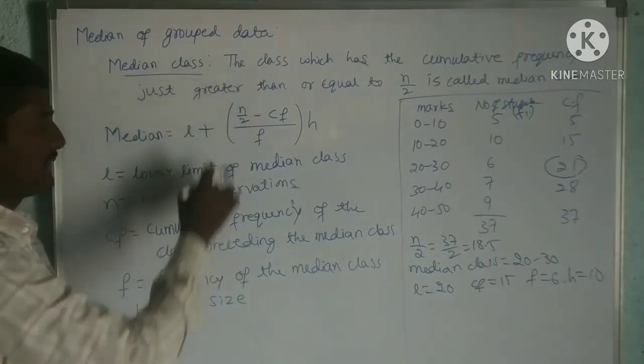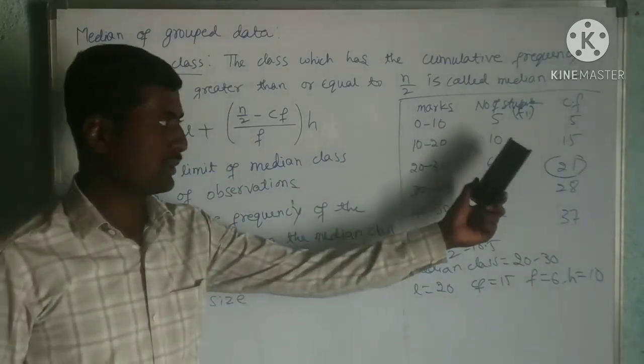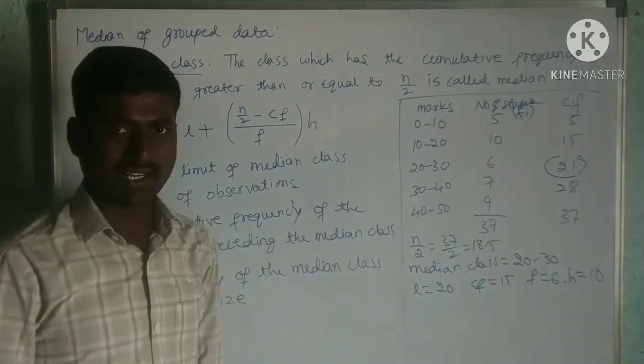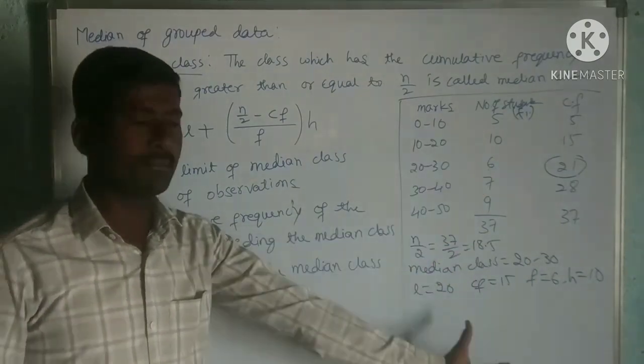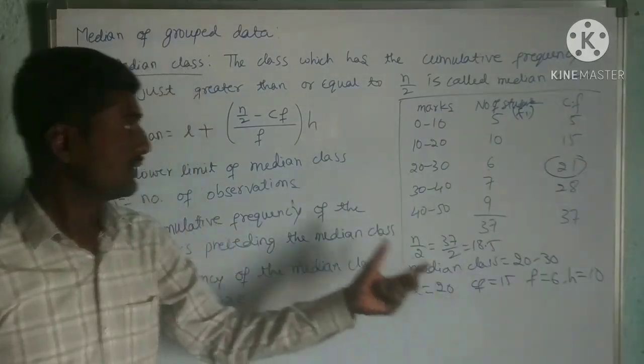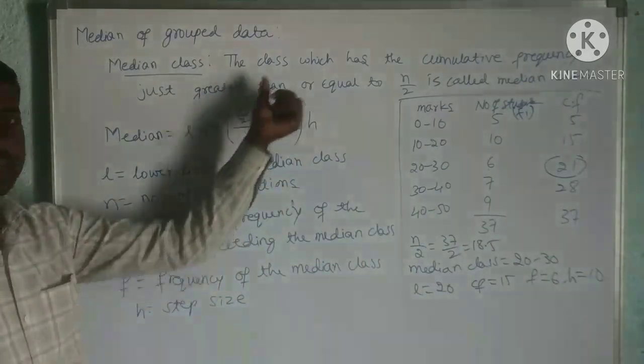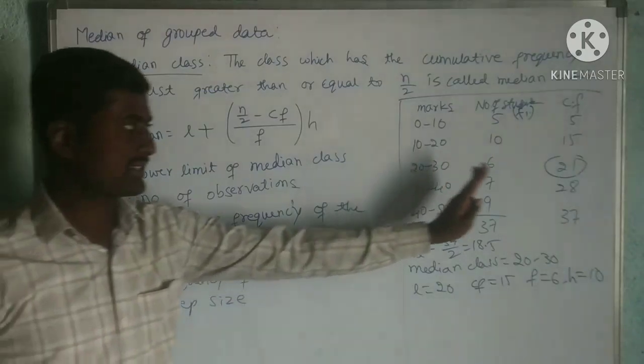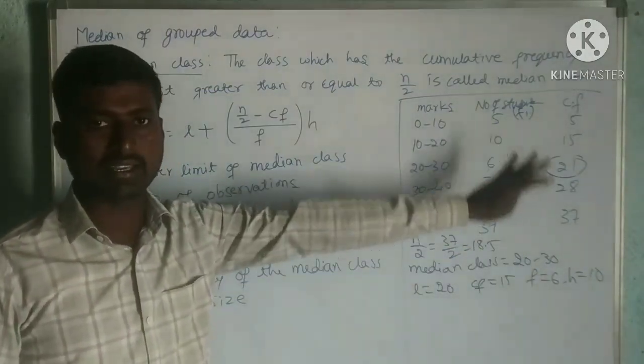Now first you copy these two formulas. Don't bother about this. In the next class we will discuss some examples, and there you can copy the examples. Now you copy these two only. Just for understanding, I took an example and explained it to you.